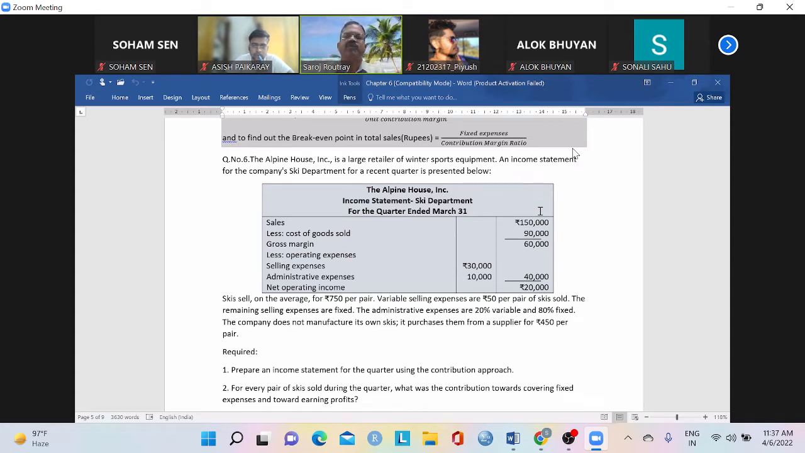So there are 4-5 informations given. One is the selling price per unit and the other one is purchasing cost per unit. There is selling expenses, which is consisting of fixed and variable expenses. Administrative expenses also has a fixed and variable component. I want to ask all of you one question which you have to answer through chat. What is the number of units sold during the period? What is the number of units? Answer through chat.